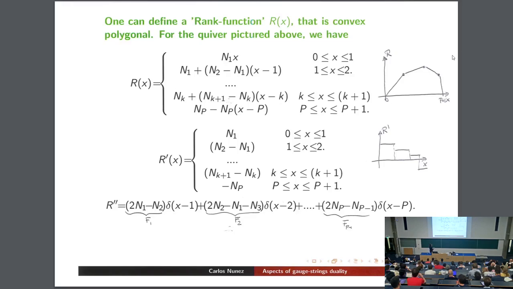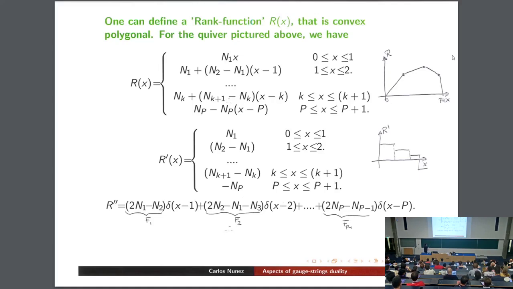And notice this, at x equals 1 it is n1, at x equals 2 it is n2, and it's a polygonal, as I wrote there, right? It's a convex polygonal, so the next slope is always smaller than the previous, so it's always closing like this. If you calculate the derivative of this function, you will find this here. So you see it's a discontinuous function. And if you calculate the second derivative, you will have a sequence of deltas at the different points.